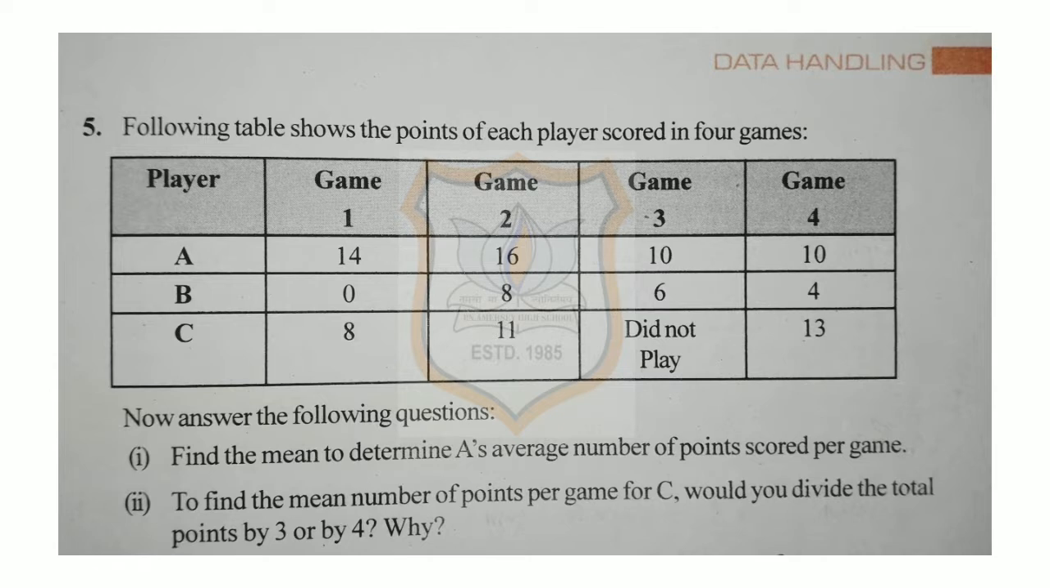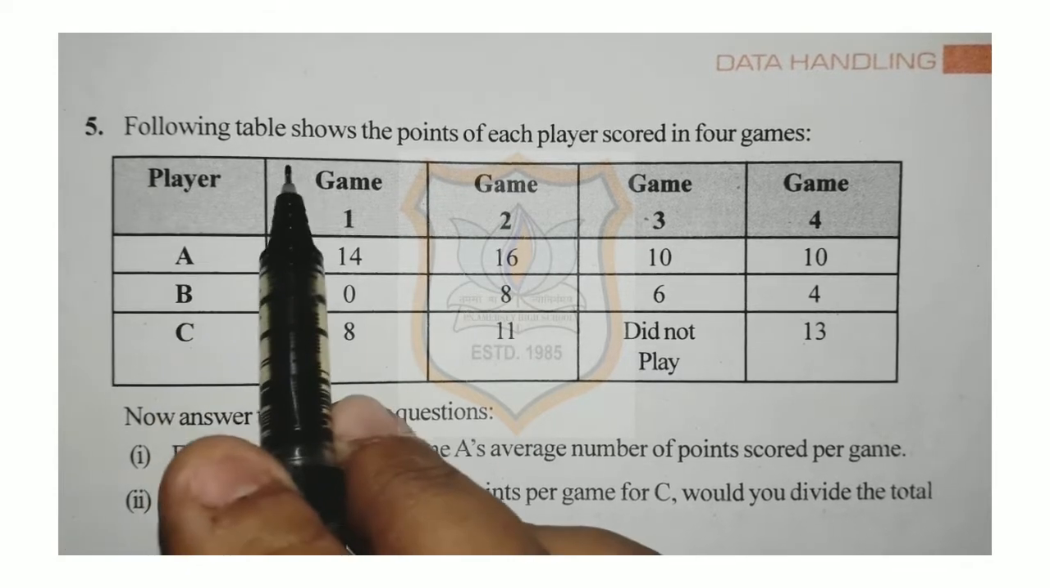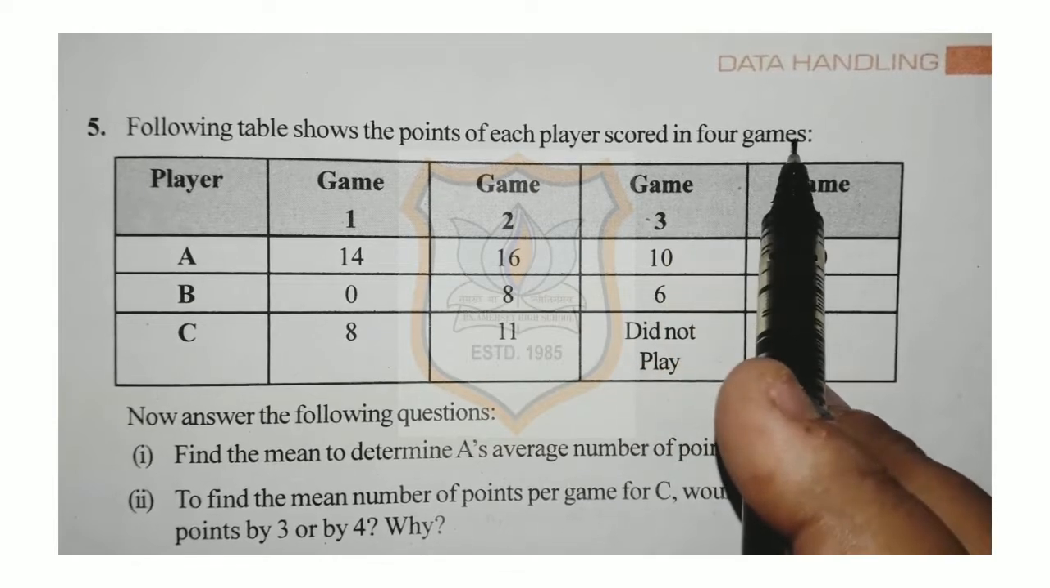Today we are going to start our video with question number 5 of exercise 3.1. So students, let's solve question number 5 of exercise 3.1. And that is, the following table shows the points each player scored in 4 games.